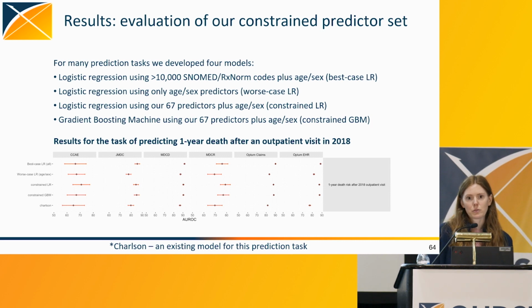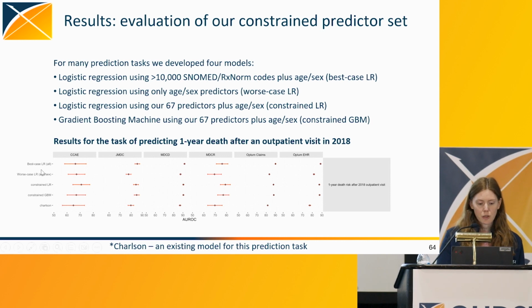And then we've got our models that we develop using our constrained set of predictors, the 67 predictors that we just identified plus age and sex. So these are our constrained models. And then we also decided we'd look at some prediction tasks where we have existing models, and see how the existing models do as well. The example I'm showing you here is the 1-year risk of mortality. In that prediction task, the Charlson Comorbidity Index is a common one, so we put that in.